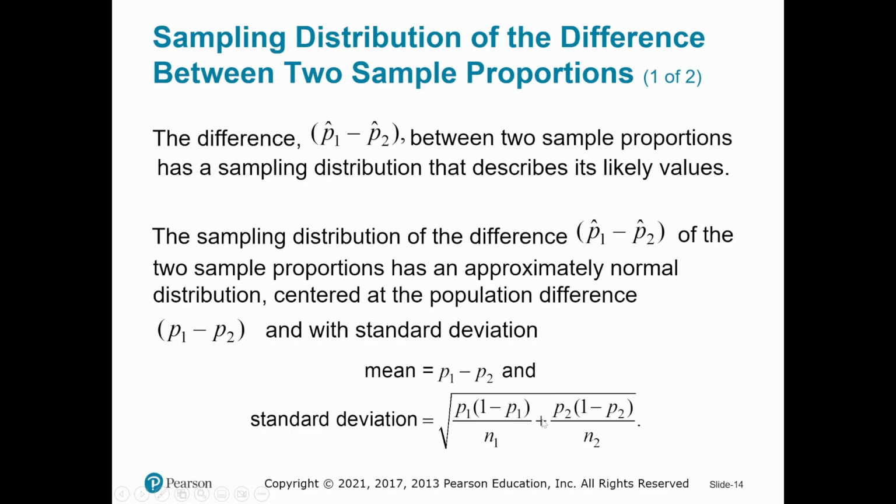And your Stats 1 professor may have shown you this when they were going over mean and variance. And so this is the variance of P1 hat minus P2 hat, and you take the square root of this whole thing, and that gives you the standard error of this estimator. And the question I sometimes get is, what's the difference between standard deviation and standard error? And I say, there's no difference. I don't know why we use two words, because they can be interchanged.